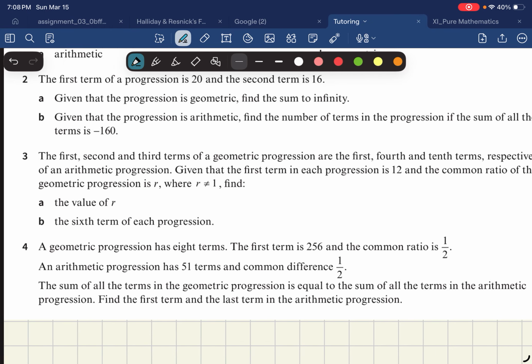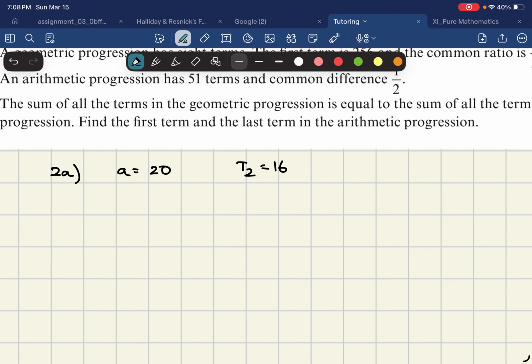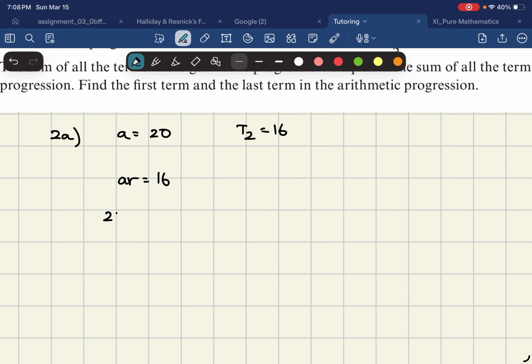Question 2. The first term of a progression is 20 and the second term is 16. So first term is 20 and t2 is equal to 16. It says given that the sequence is geometric, that means ar is equal to 16, right? Or 20 times r is equal to 16. So r is going to be 4 over 5, right? 16 by 20 is the same as 4 over 5. That is 0.8. And it says find the sum to infinity.